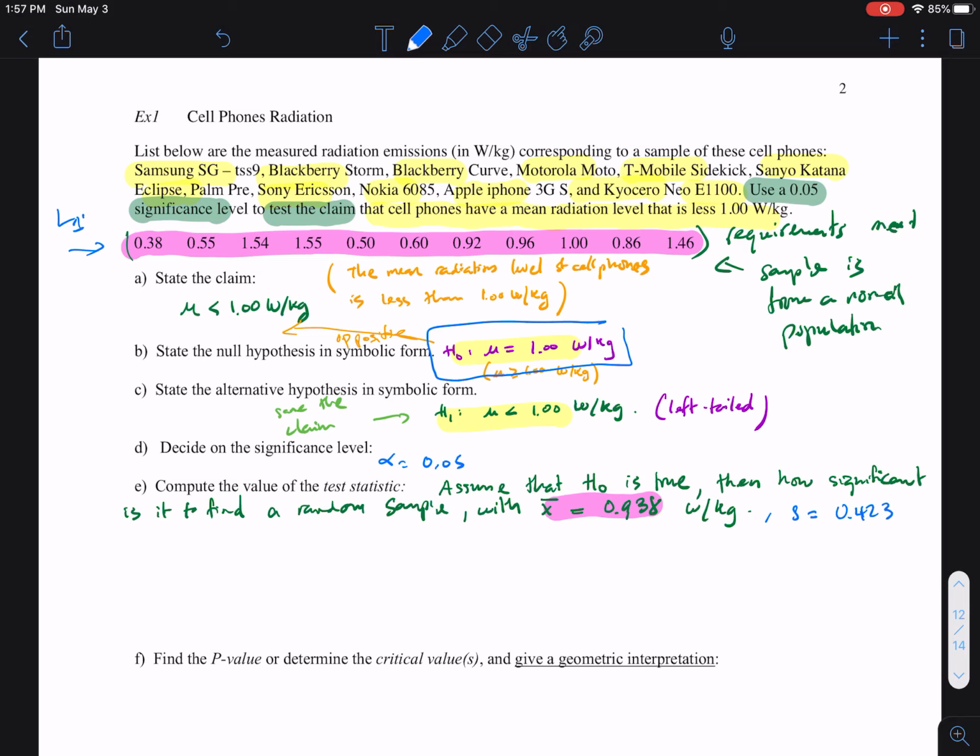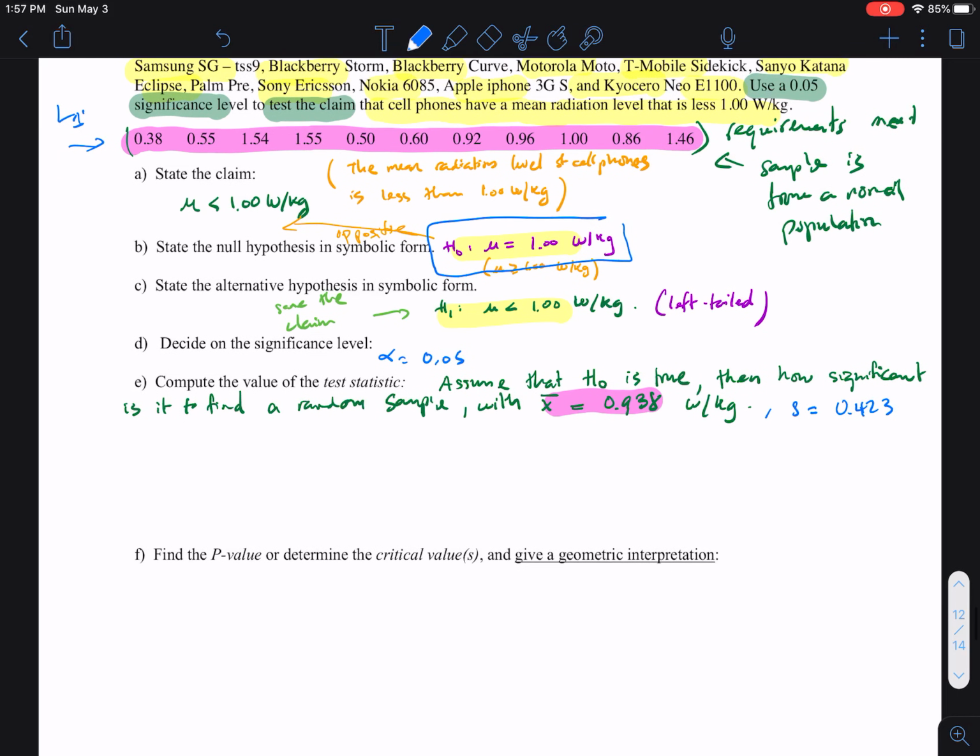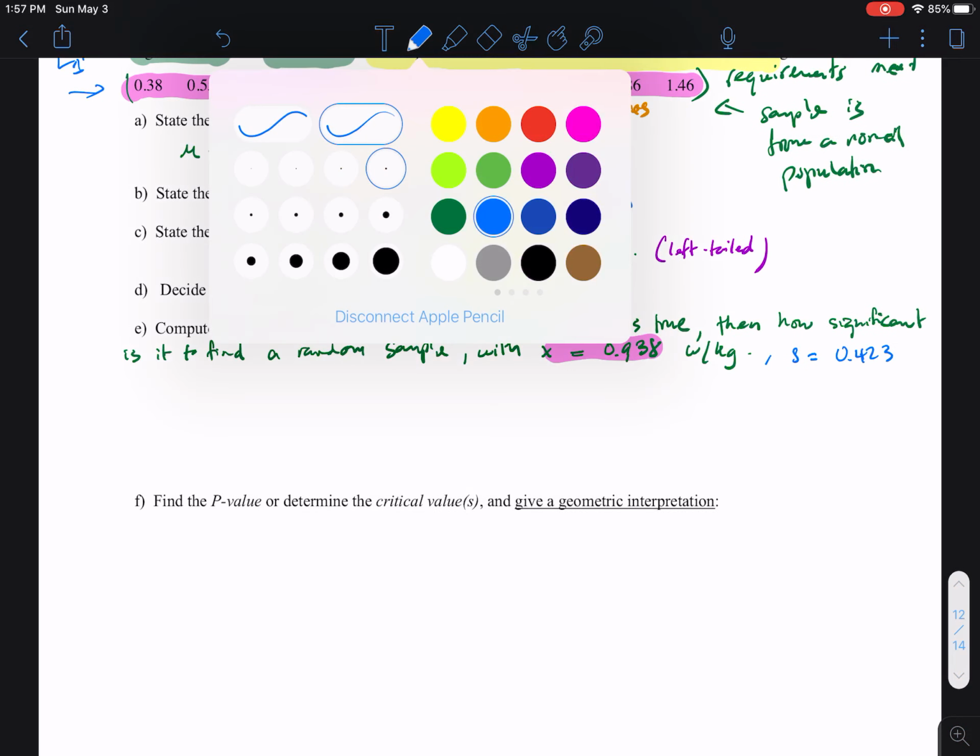So to answer how significant is this, 0.938 is only about 0.062 away from the claim value. So is that significant? Well, let's find out using this formula. We don't want to be subjective here. We want to plug in the formula of the test statistic and see what it comes out to be, so that way we'll be a little more objective than subjective. So let's do it.